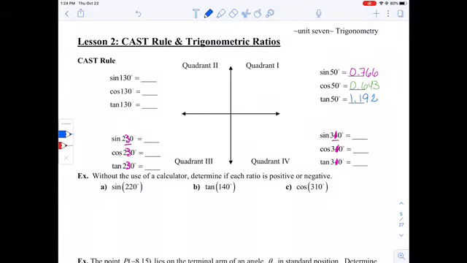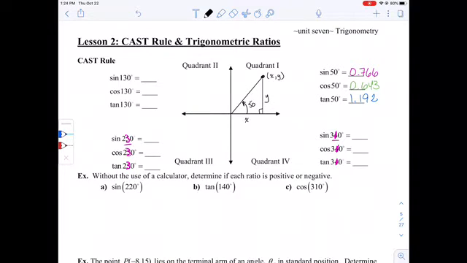Let's take a look at drawing a triangle here, a terminal arm, okay? And let's just pretend this is approximately 50 degrees. Here's theta, which is 50 degrees. And I know that my opposite and my adjacent, if I were to move along as if this were a point, I would be moving x to the right and y up. So my point would be positive x, positive y.